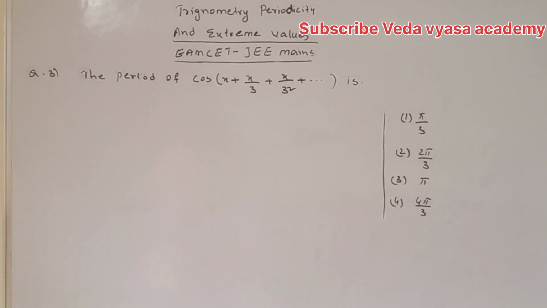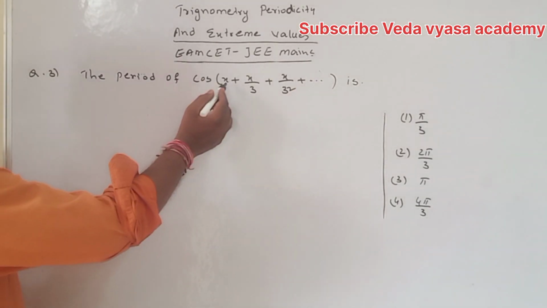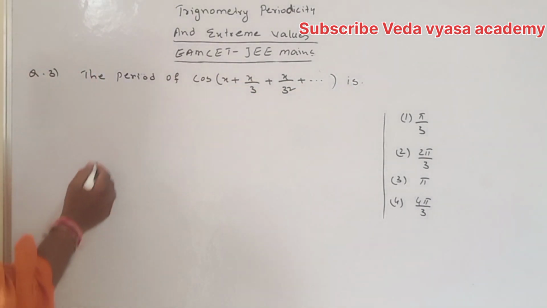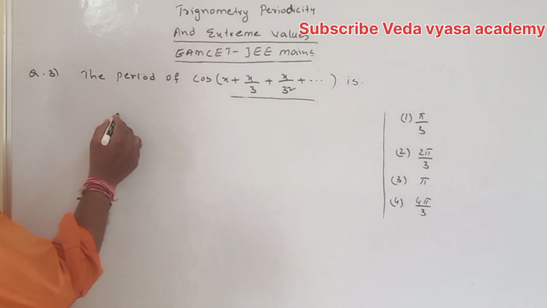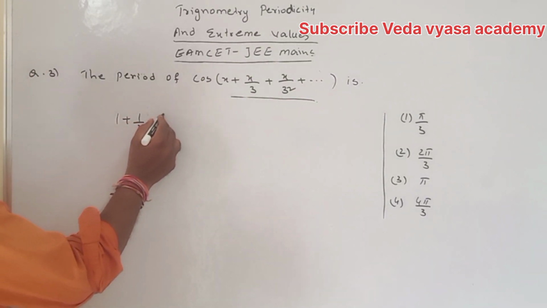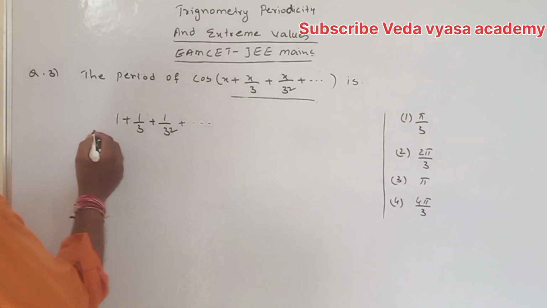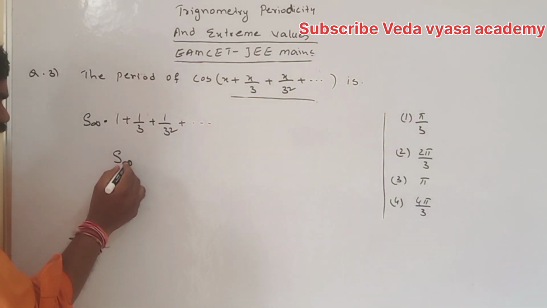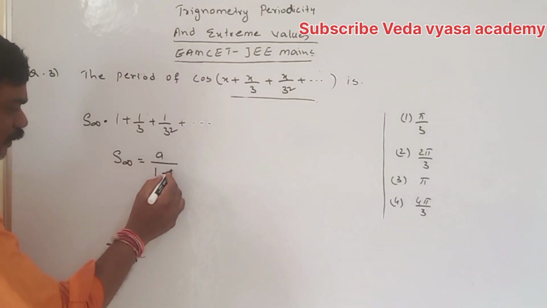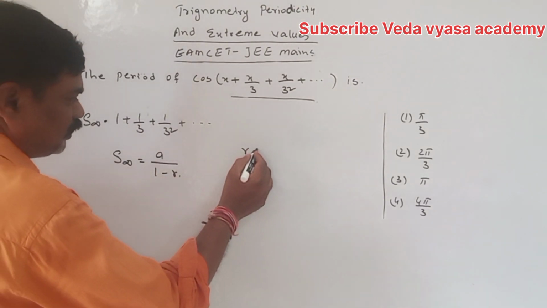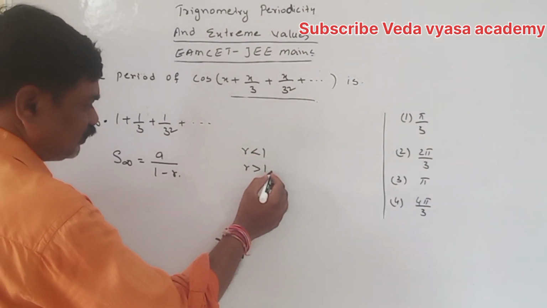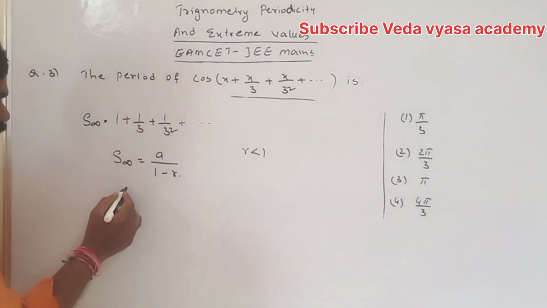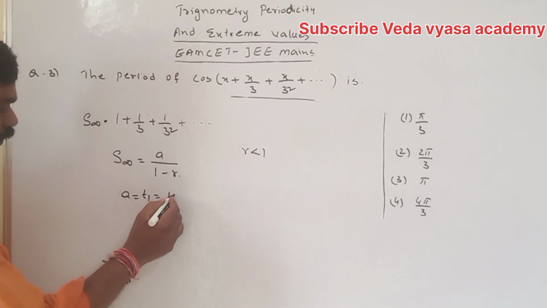Here we have the problem: the period of cos of x plus x by 3 plus x by 3 square plus so on. So here we have the progression 1 plus 1 by 3 plus 1 by 3 square plus so on. This is S infinity. What is S infinity? S infinity is equal to A by 1 minus R if R is less than 1. If R is greater than 1, we have R minus 1. So here R is less than 1. Here A is equal to T1 is equal to 1.